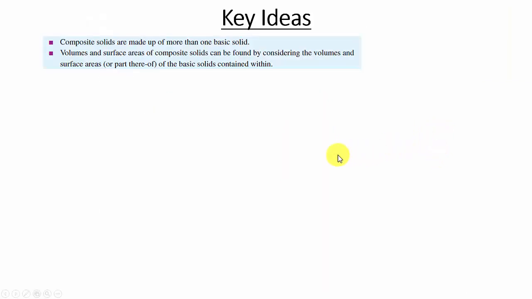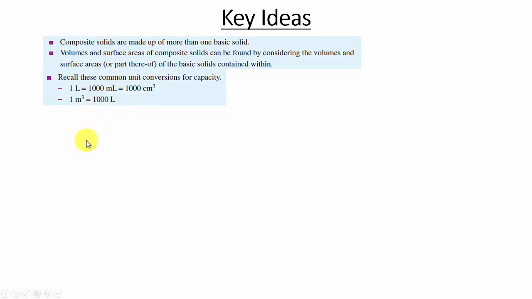Alright, so the key idea there is that composite or complicated shapes are made up of more than one basic shape. To work out in today's lesson the volume, all we need to do is work out the volumes of each part and add them together.